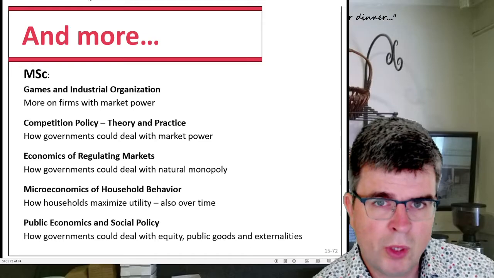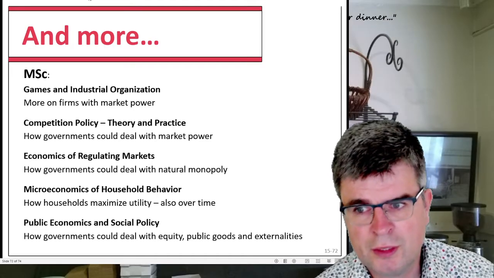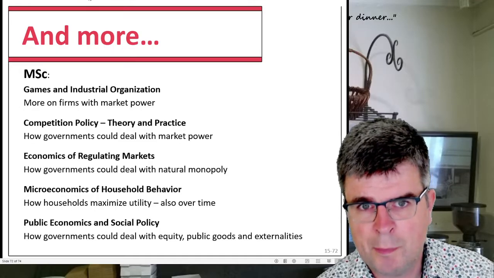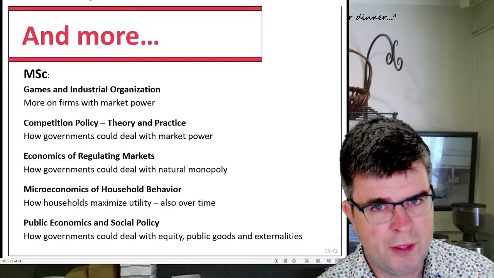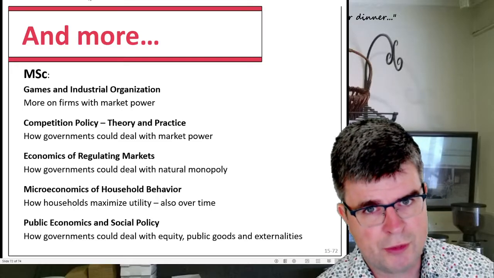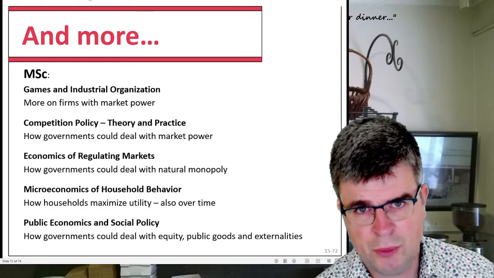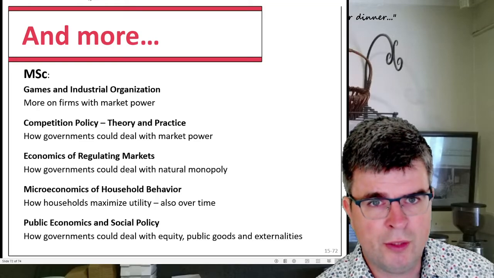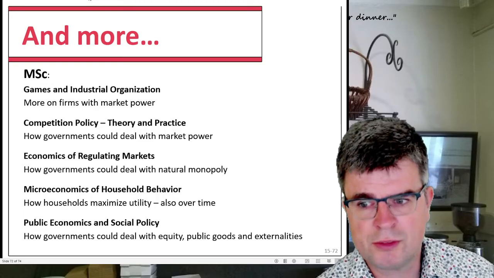And there's even more. If you move on to the master, there's a course in games and industrial organization, more on firms with market power. There's a course on competition policy, how governments should deal with market power, the economics of regulating markets. So for example, for energy markets, there is not a natural market for energy because energy companies enjoy a natural monopoly. How should governments regulate those markets?